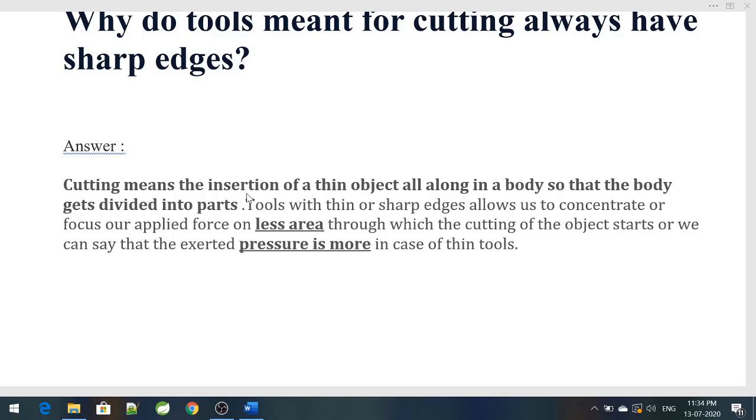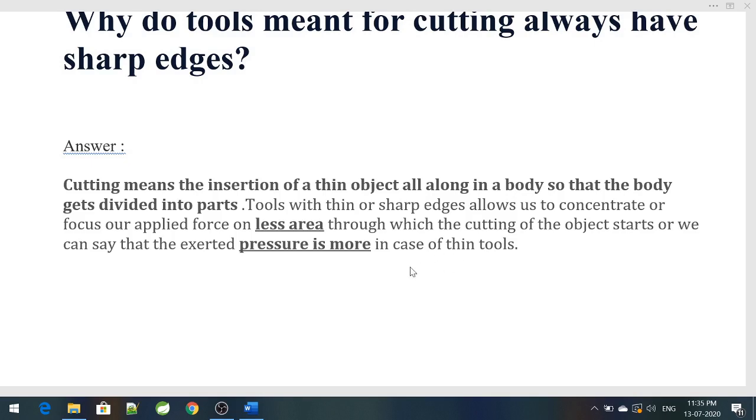Cutting means the insertion of a thin object all along in a body so that the body gets divided into parts. Tools with thin or sharp edges allow us to concentrate or focus our applied force on less area, through which the cutting of the object starts, or we can say that the exerted pressure is more in the case of thin tools.